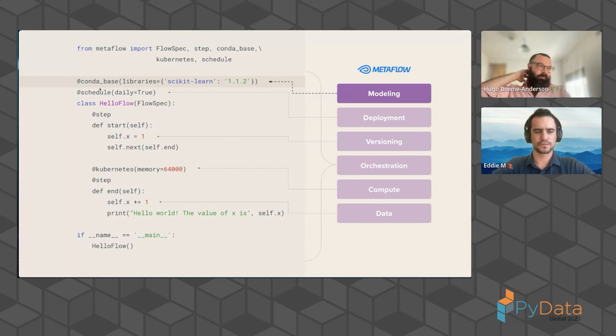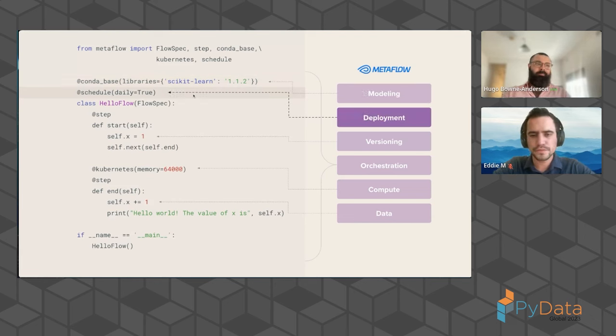I'm specifying, and this is part of the dependency management story, which we'll get into, at the entire flow level. So these are steps. The entire thing is a flow. I'm specifying what packages I want, okay?